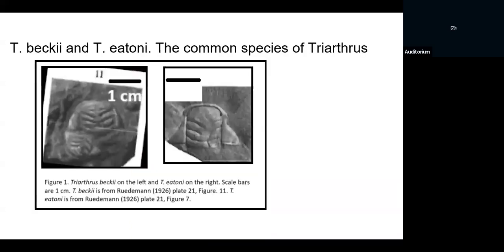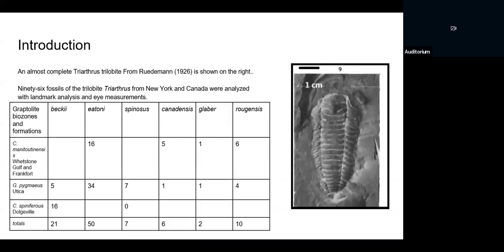All right, so it turns out that there are two main species of Triarthrus, T. becki and T. eatoni. Becki is the old one, and eatoni is the young one. And what I did was I put together some data. I'm still collecting it, and I'm really picky. I only selected so far about 96 images of these trilobites, although there are hundreds out there. And the reason will be immediately apparent.